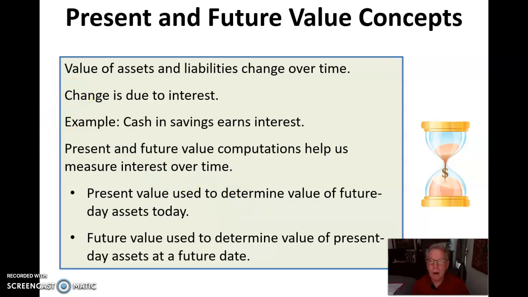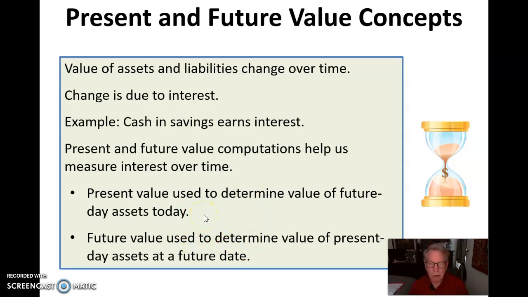Okay, so here, the value of assets and liabilities are going to change over time. I think you know that pretty much by now. And that change is due to interest. For example, we throw cash in the bank and it earns some interest. So our present and future value computations help us to measure that over time.